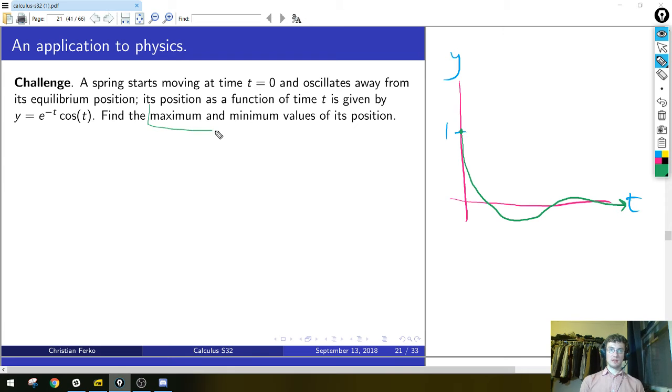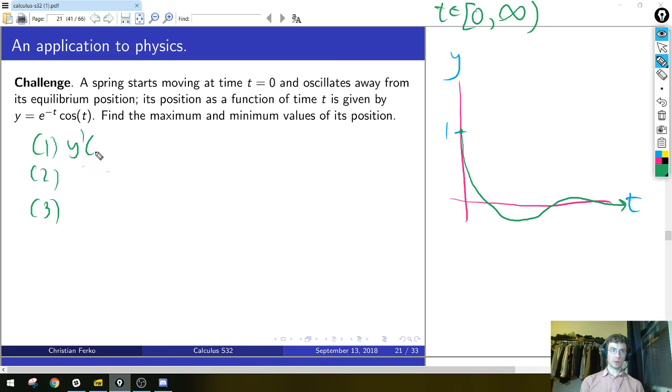And the question is to find the maximum and minimum values of its position. So if it oscillates in this way, y is e to the minus t cosine of t. What are the largest and smallest values of y it achieves on this time interval, 0 to infinity? What are the max and min on that interval? So I believe that we can just run through the cases. First we are going to take the derivative because I know that we're going to use it.